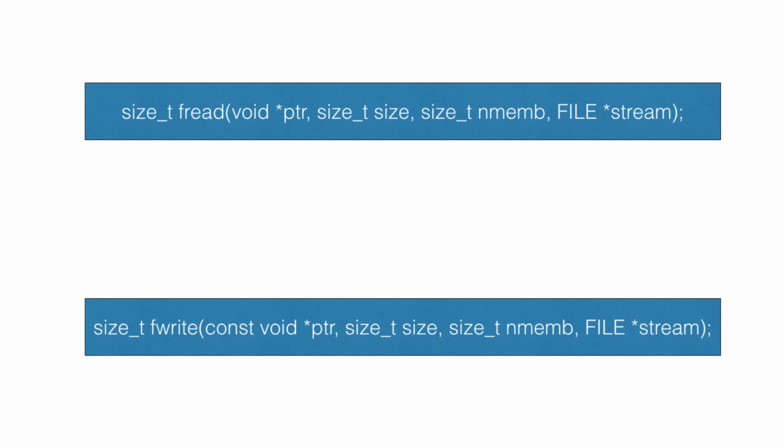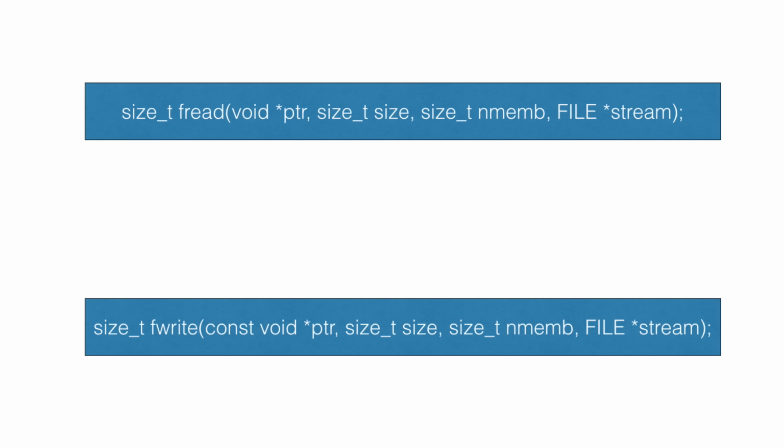Fread returns the number of elements successfully read from the file. In particular, if fread returns 0, then no elements were successfully read. This signals either that an error has occurred or that the end of the file has been reached.